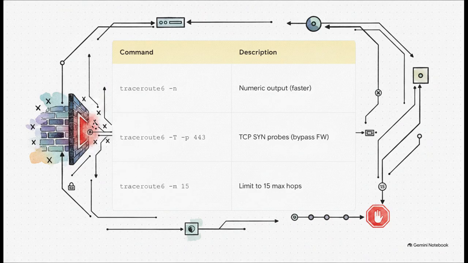Now, if that ping fails, Traceroute 6 maps the exact router path to find where your packets are dying. But here's an absolutely vital trick.